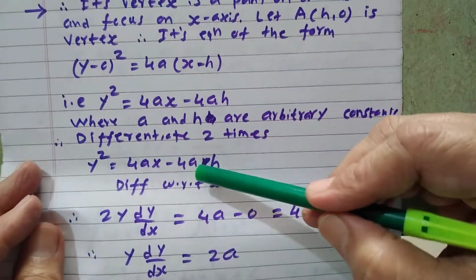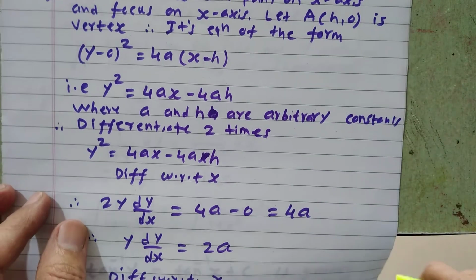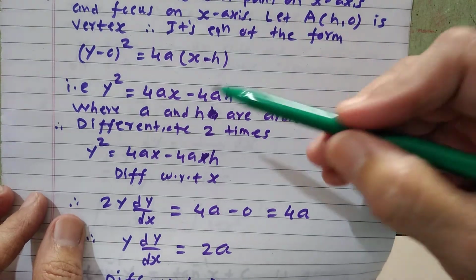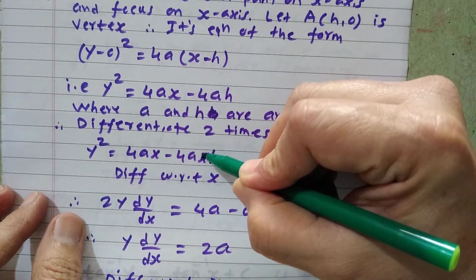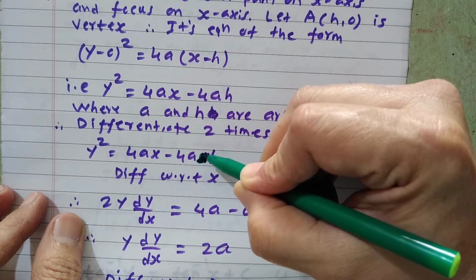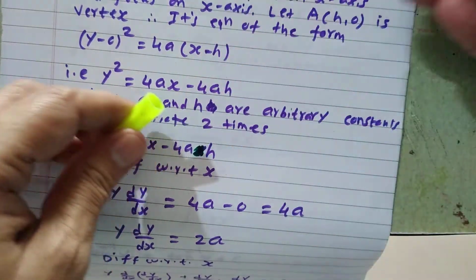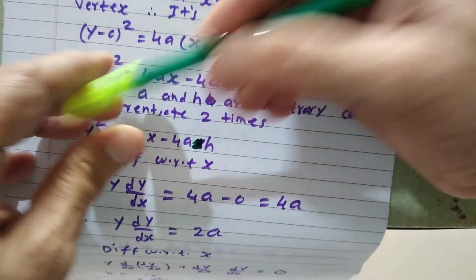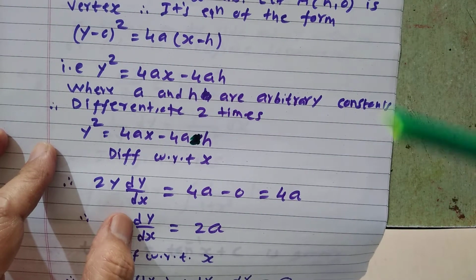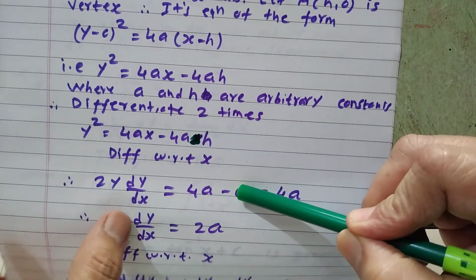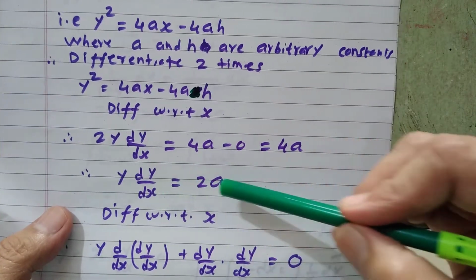Now y square is equal to 4ax minus 4ah. Differentiate with respect to x. 4a into x and 4a into h, that is 4ah, is a constant, so its derivative is nothing. Then 2y dy by dx is equal to 4a, because the derivative of 4ax is 4a and the derivative of 4ah is 0. Now divide both sides by 2. So y dy by dx is equal to 2a.